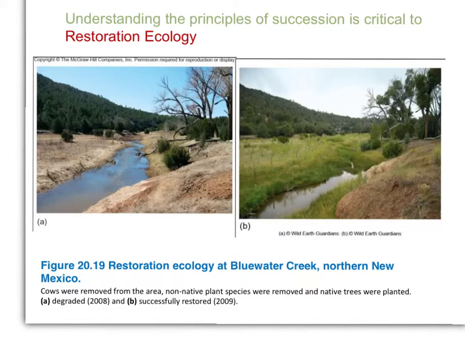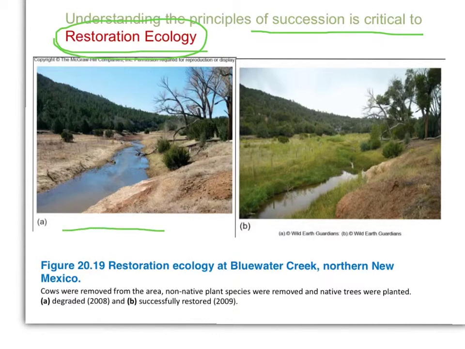A final point that I want to make, and I'm not going to go into that much detail because I do want to keep this relatively short, is that understanding the principles of succession is critical to a really important field called restoration ecology. As you know, and as we've talked about, many habitats have been destroyed for a variety of reasons due to human influences. For example, here you can see that cows have really overgrazed this area in Blue Water Creek in northern New Mexico.